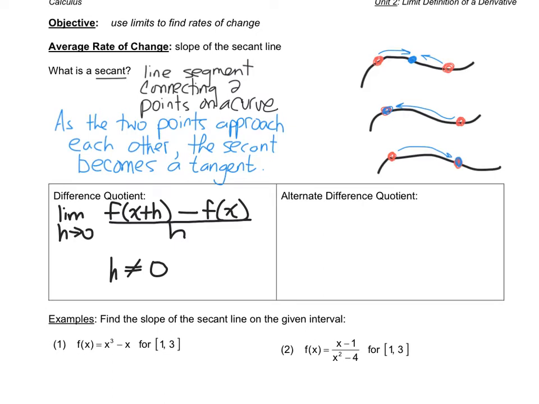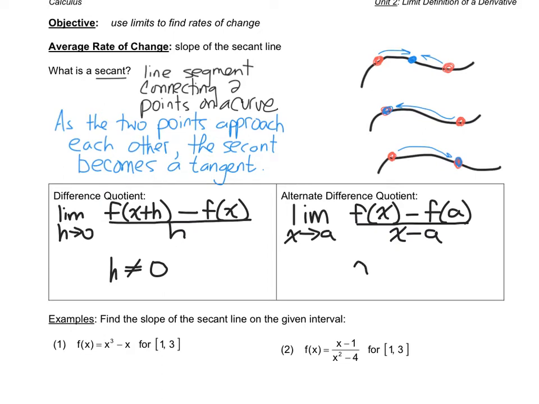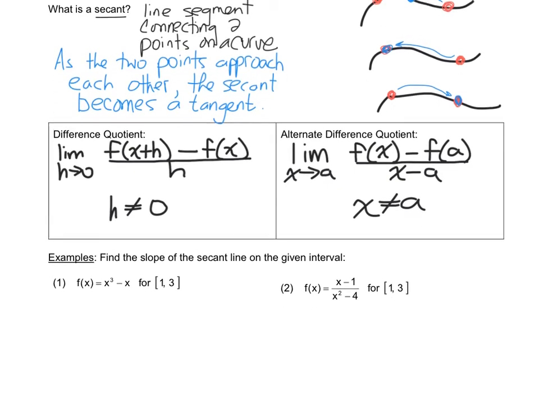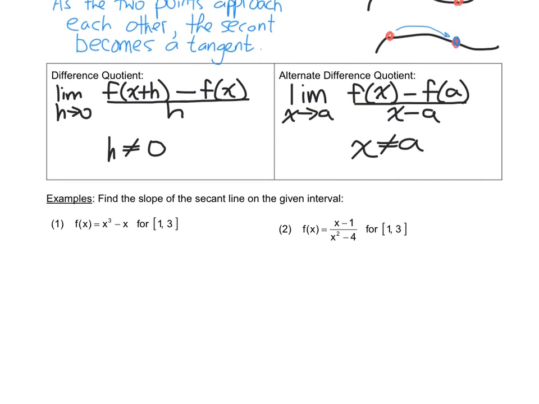The other possibility is that we have the limit as x approaches a of f of x minus f of a over x minus a. Now, that's only undefined if x is equal to a, so I want to stipulate that x cannot be equal to a. All right, so these are your 2 possibilities if you're looking to find the slope of the secant line.